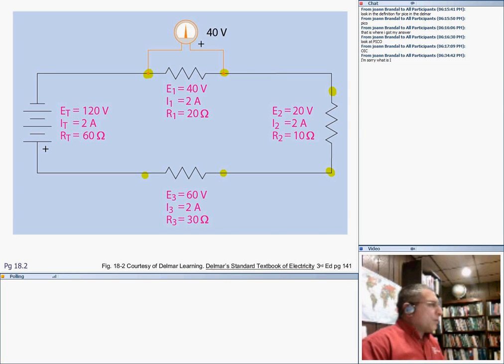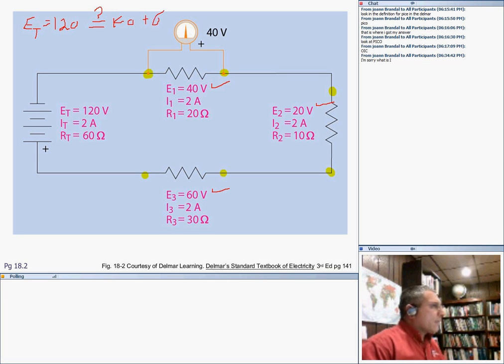Now look at this one, the rules of a series circuit. This is already calculated for you. I'm going to apply the rules. Rule number 1: do you guys remember E total? E total is 120. Is it true? I'm going to put a question mark here. Is it true that if I add all these voltages together, they equal 120? Let's see. I have 40.